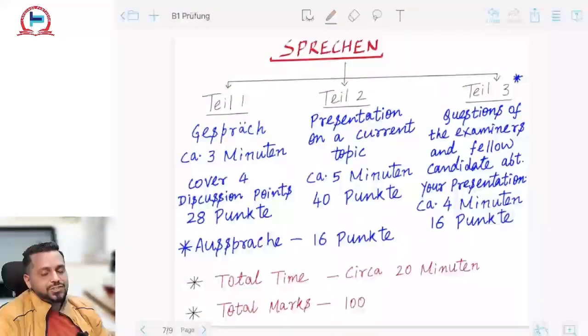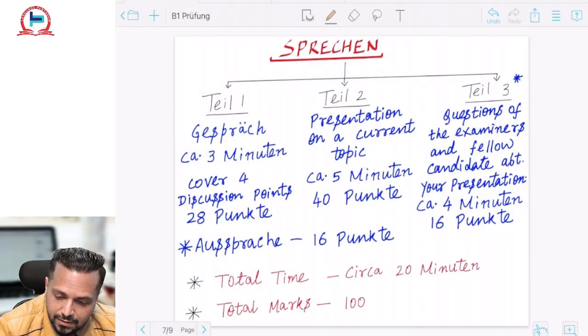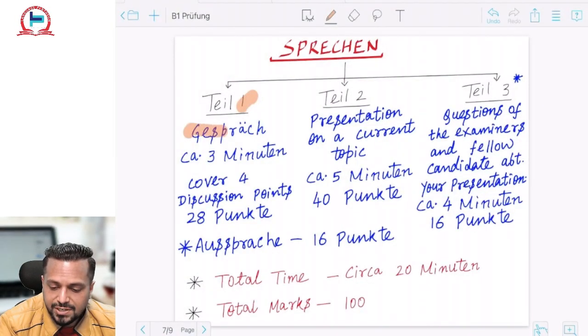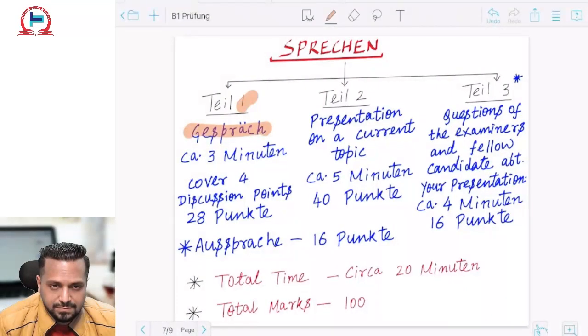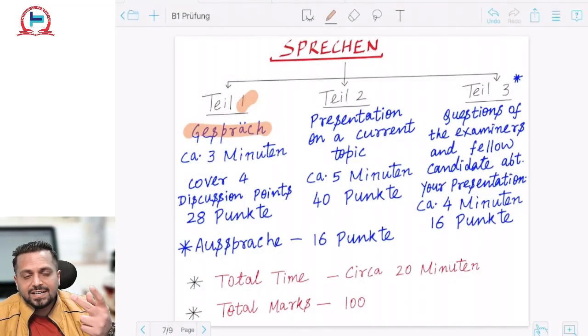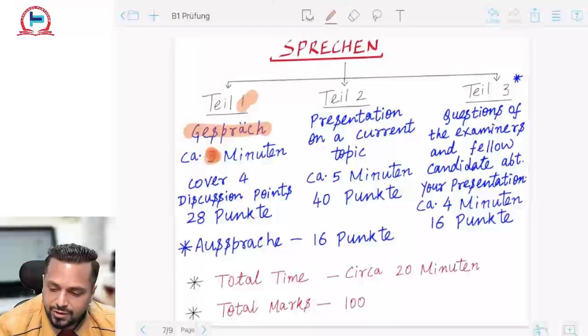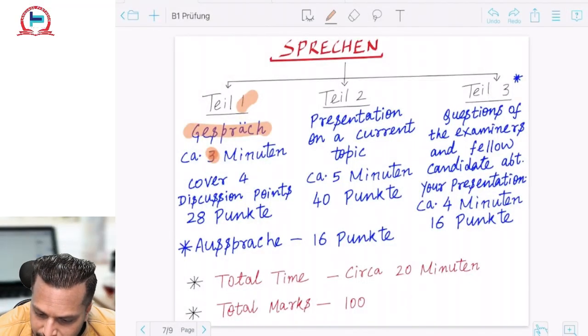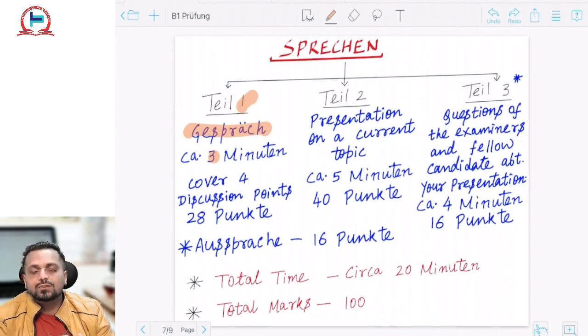Going forward with Sprechen. Sprechen has 3 Teils. Teil 1, Teil 2, Teil 3. Teil 1 is a short Gespräch, as in a short conversation. There'll be 2 examiners and there'll be 2 participants, or as in 2 partners. The 2 partners or the 2 candidates are going to have a short conversation. This conversation lasts for approximately 3 minutes as a whole.